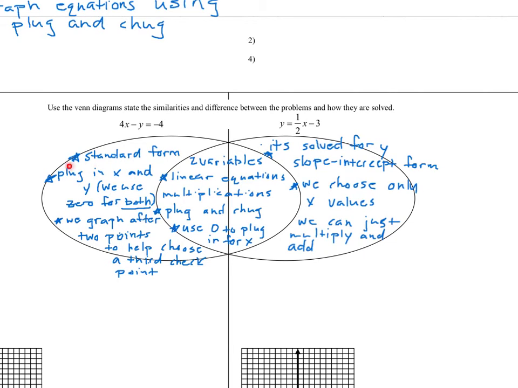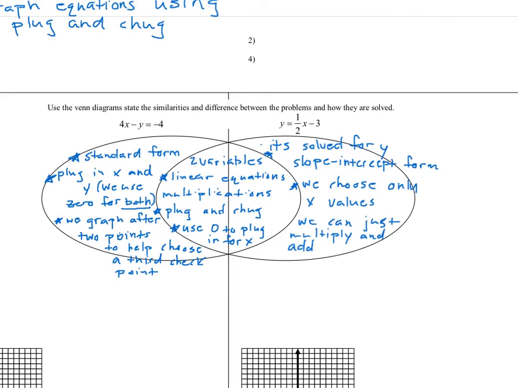So we have to recognize for standard form, we plug in x and y. For slope-intercept form, we choose only x values. And I think that's the big difference that a lot of us struggled with when it came to doing our work on our homework and on our do now. We weren't recognizing the difference of the two different forms of the equation and how we solve them.